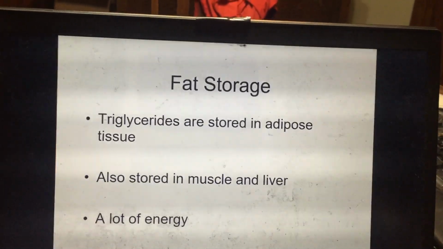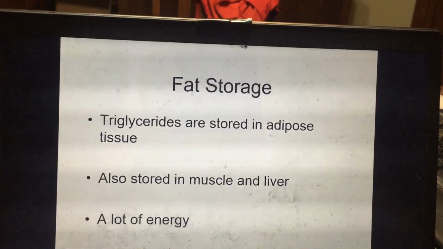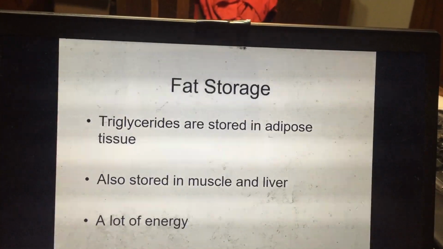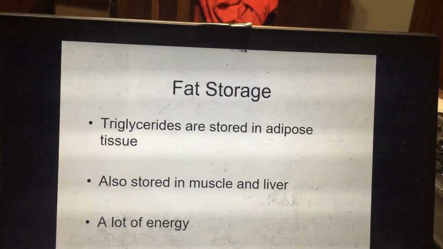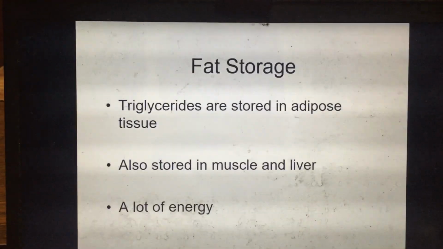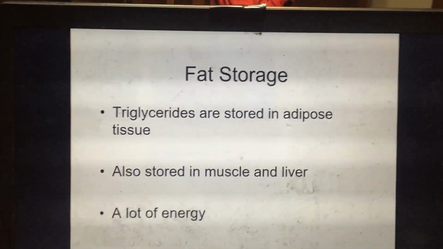Fats are mainly stored in adipose tissue. They can also be stored as triglycerides in the muscle and liver, and they're very large molecules, so they can provide a lot of energy. So it's the type of energy source that your body relies on if it's doing long duration aerobic exercise.